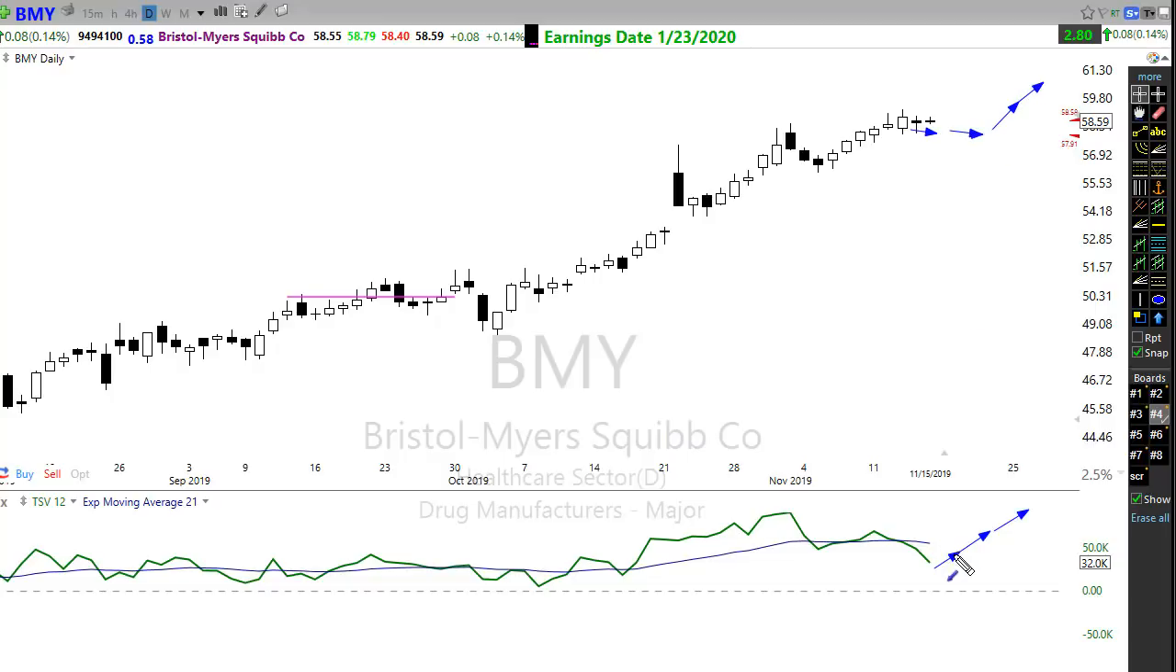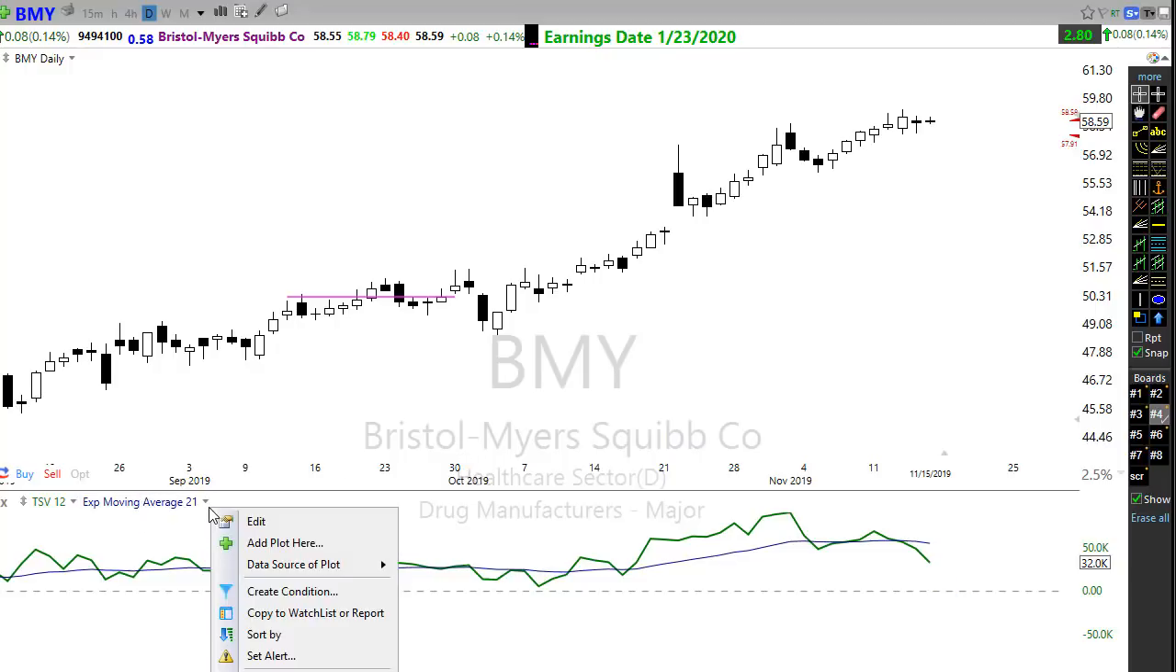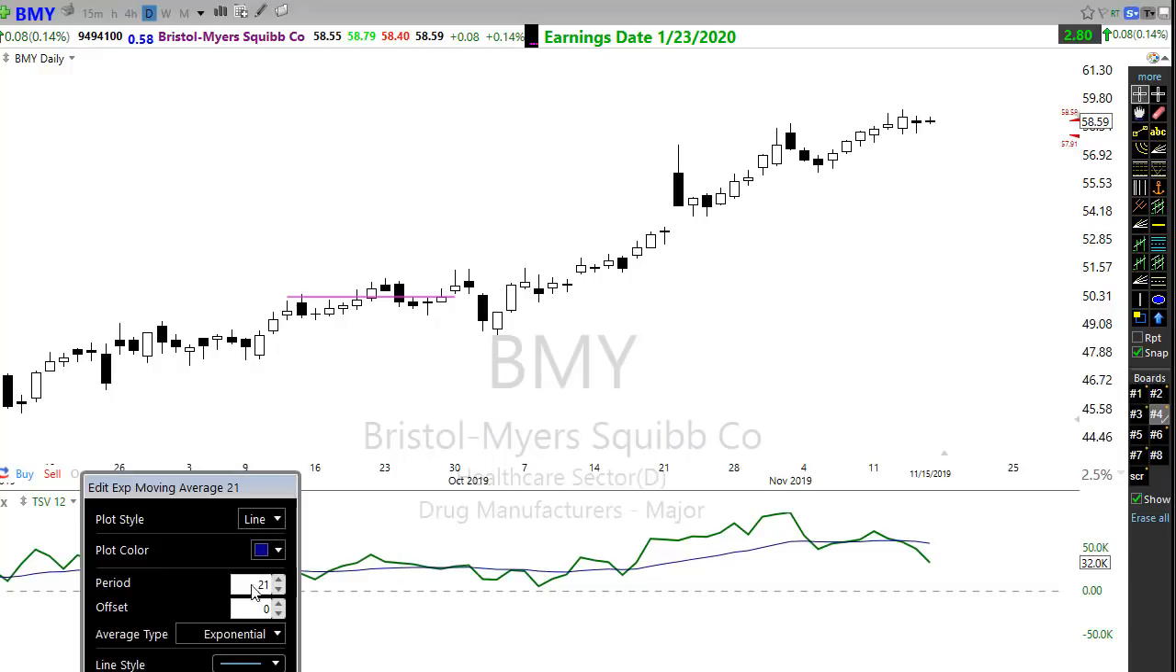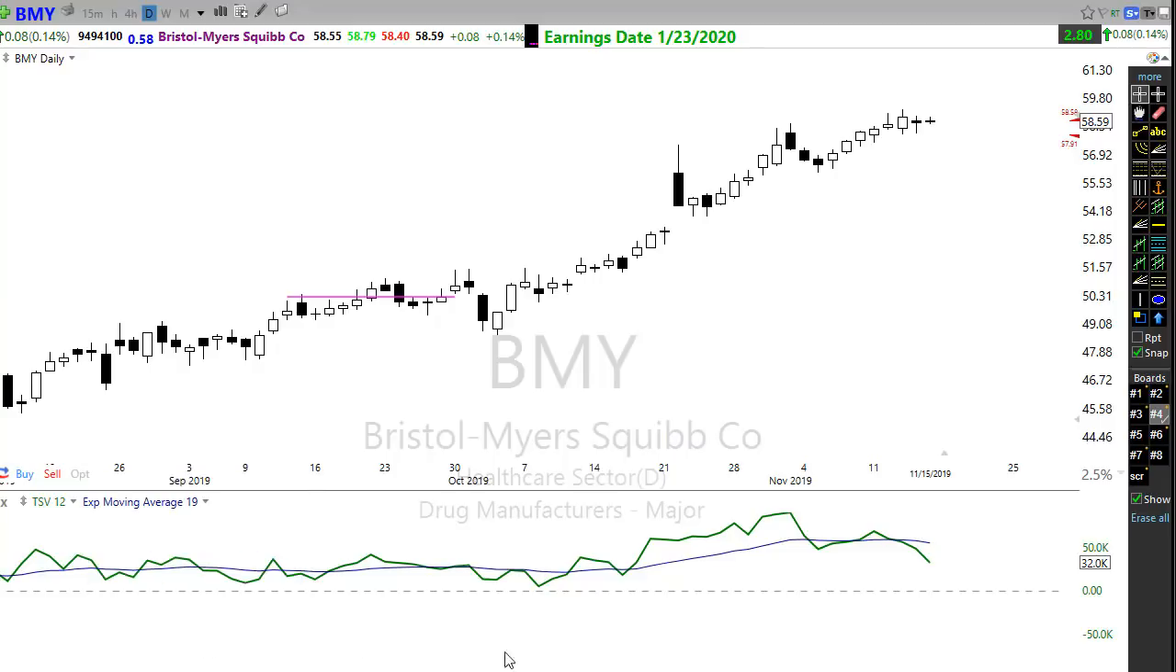What we don't want to see is that time segmented volume continuing to decline, dropping below that zero line, and see price up here. That would give us a clue of a potential failure coming into play. Now I put a 21 on there. I think when you pull this right out of the box here on TC2000, it's going to default to a 19.